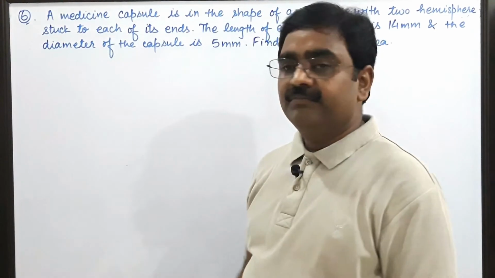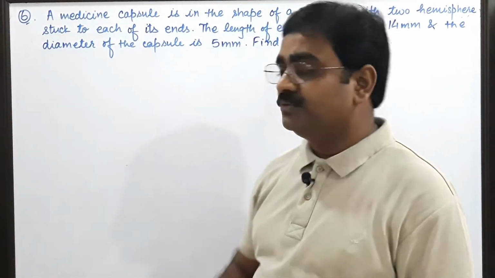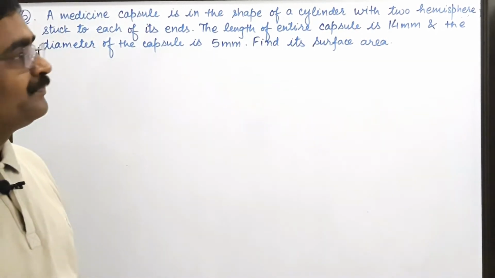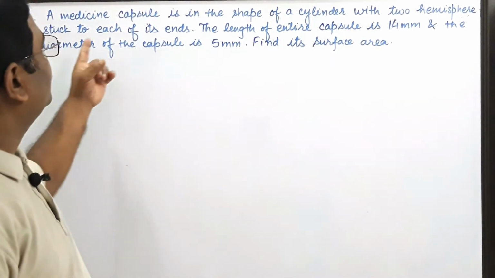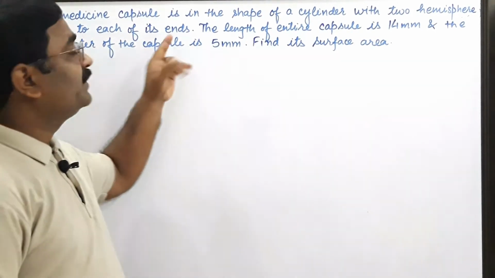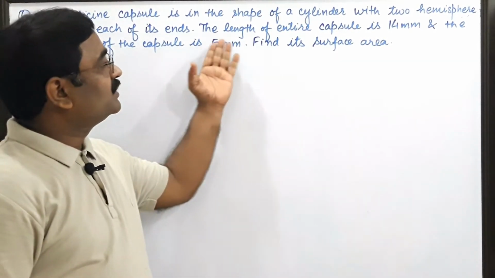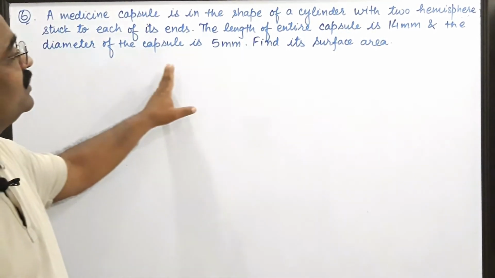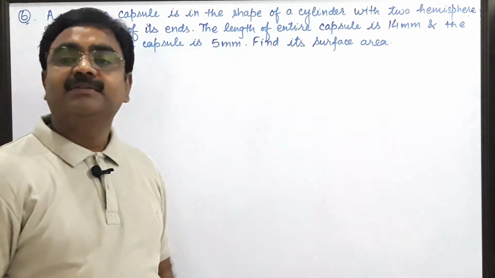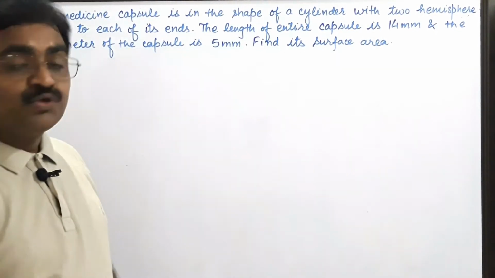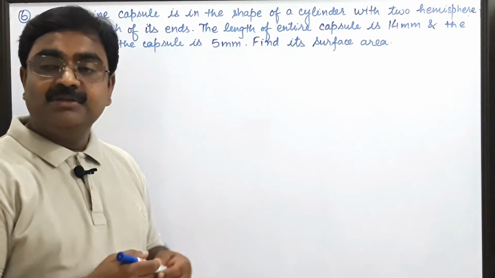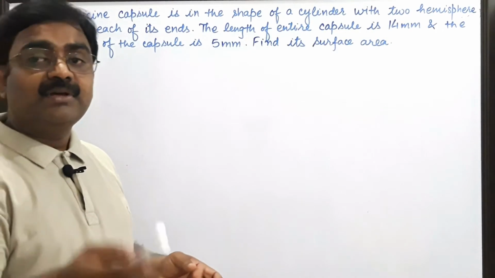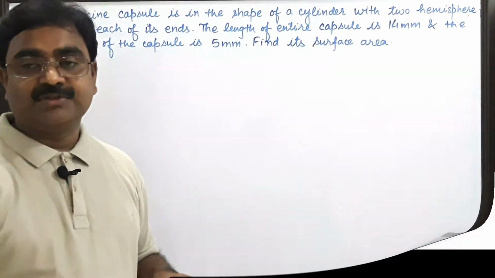In this it is given a medicine capsule is in the shape of a cylinder with two hemispheres stuck to each of its ends. So the length of the entire capsule is 14 millimeter. The diameter of the capsule is 5 mm. Then find the surface area. So you can understand this question after seeing the figure. Getting the meaning, then draw the figure. Afterwards let us solve the question.